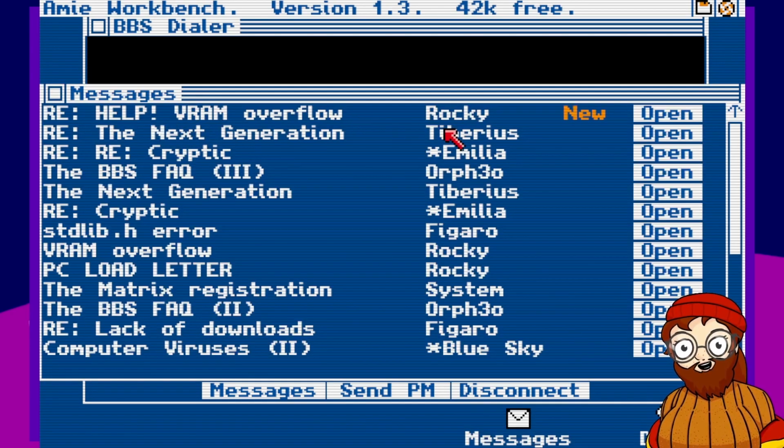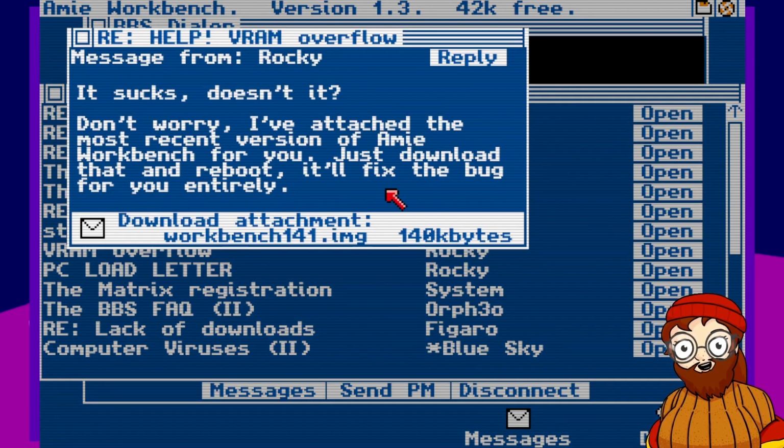Help! RAM overflow. Rocky. It sucks, doesn't it? Don't worry. I've attached the most recent version of Amy Workbench for you. Just download that and reboot. It'll fix the bug for you entirely.